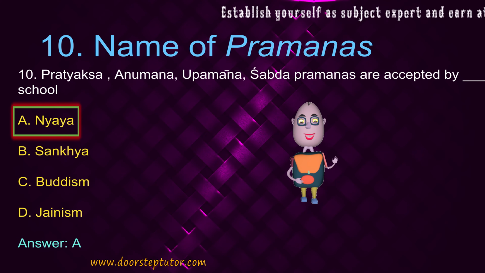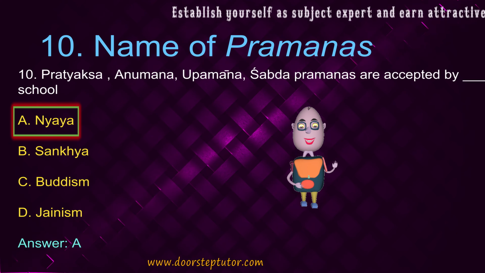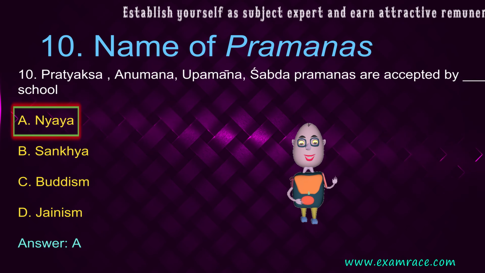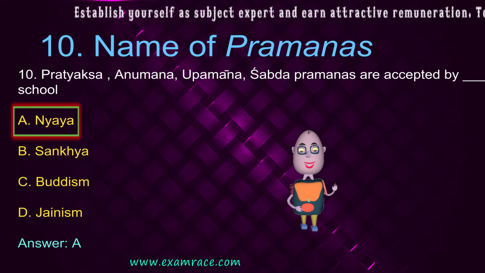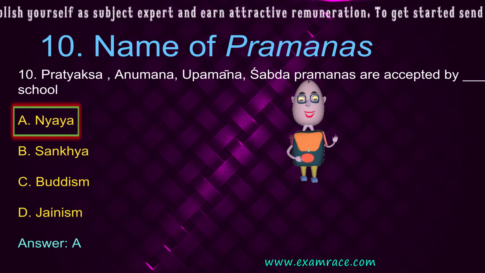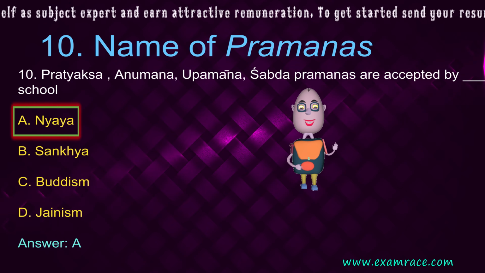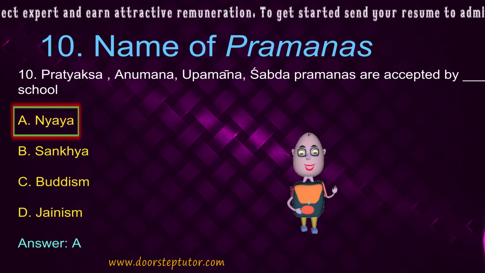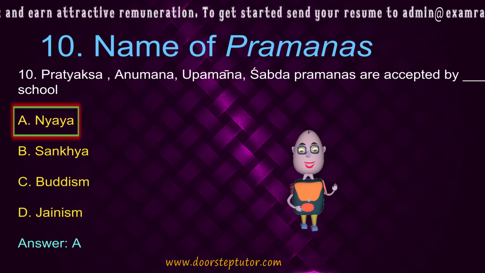Nyaya. According to Nyaya, there are only 4 sources of valid knowledge. They are perception, inference, comparison, and verbal testimony. In Sanskrit, they would be Pratyaksha, Anumana, Upamana, and Shabda.